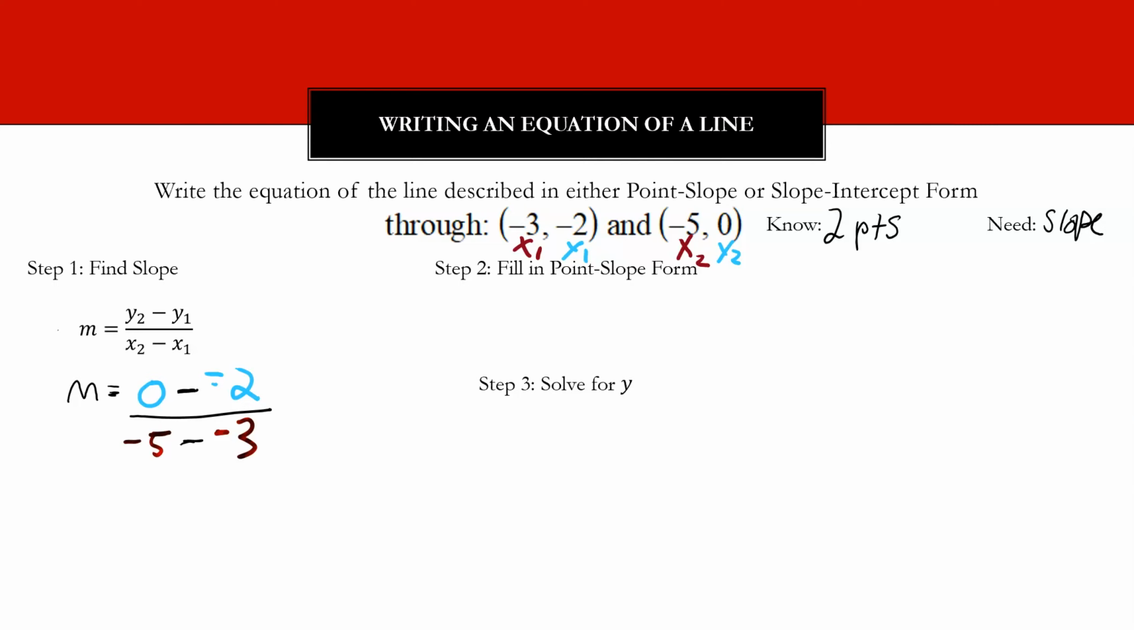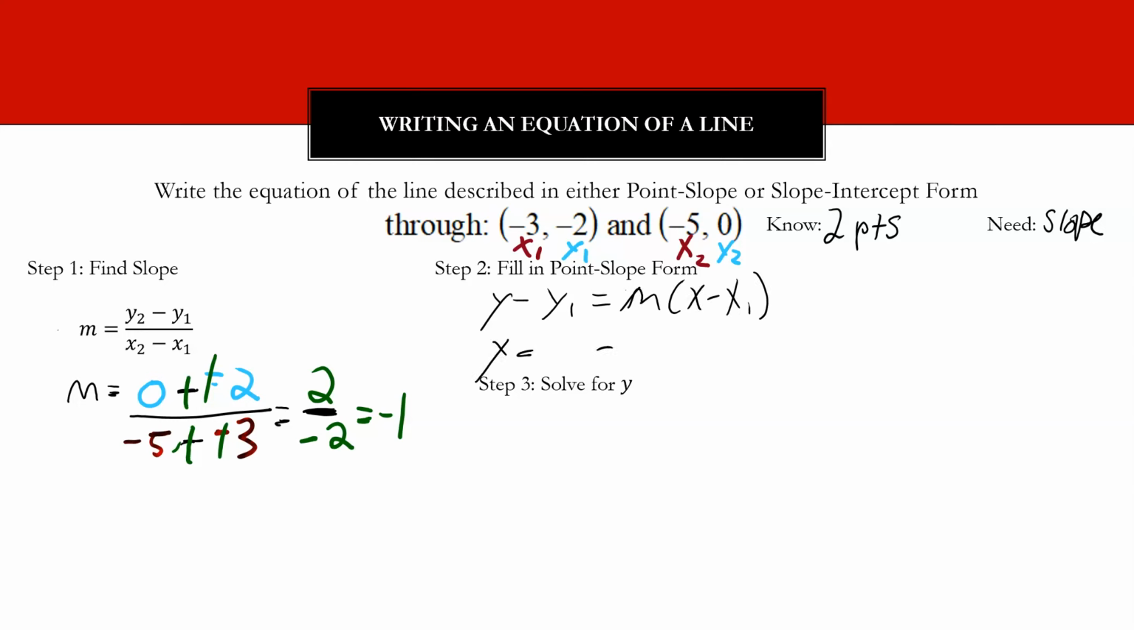All right, and then I'm going to simplify. 0 minus -2 is 0 plus 2, or 2. -5 minus -3 becomes -5 plus 3. I get -2, and that reduces to -1. Step 2, fill in point slope form. Okay, y minus y1 equals m times x minus x1, and then we'll fill in. So then we'll put our slope in, -1.